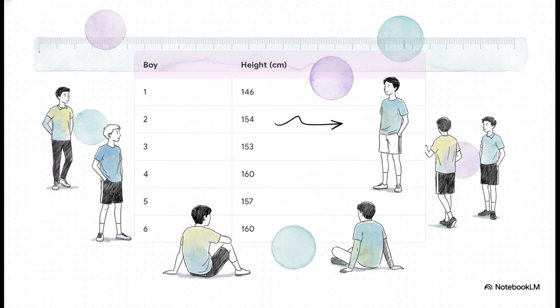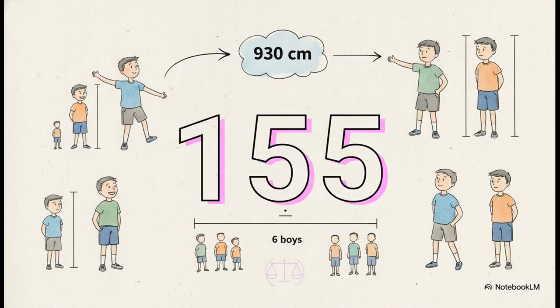Let's actually anchor this formula in a real-world example so it makes sense. Say we're looking at the heights of 6 boys measured in centimeters. We've got 146, 154, 153, 160, 157, and 160. To find that single magic number that represents the whole group, we just apply our rule. We add up all those individual heights, which gives us a total sum of 930 centimeters. Then, since there are 6 boys, we just divide that 930 by 6, and boom, that leaves us with a single, summarizing mean height of 155 centimeters. It's neat, it's precise, and it takes every single boy's height into account to find that exact balancing point.